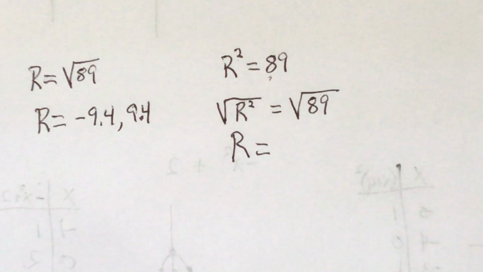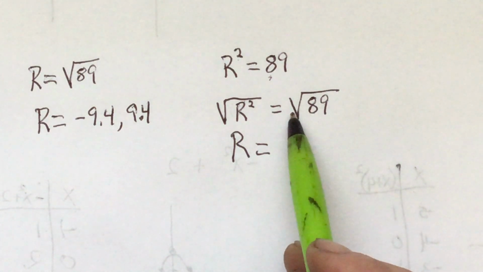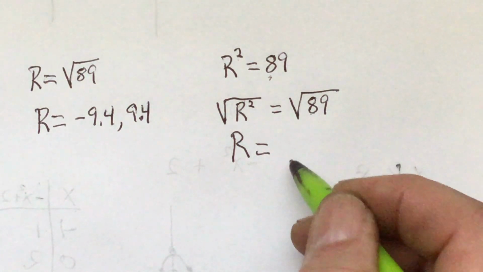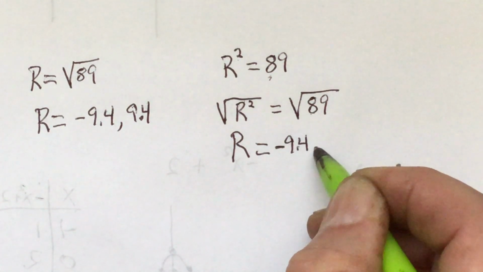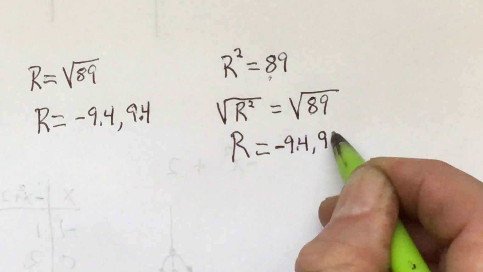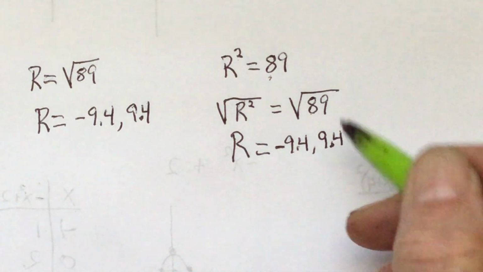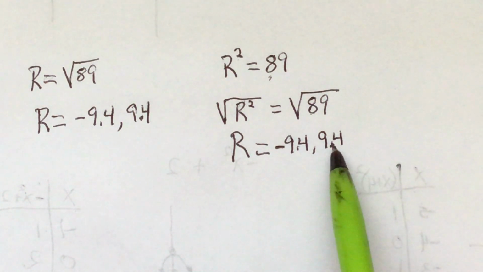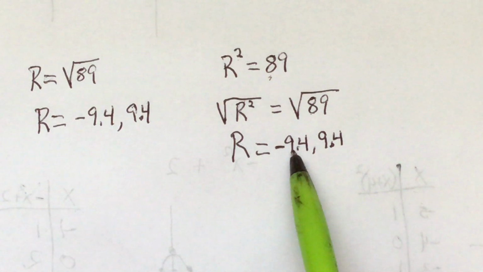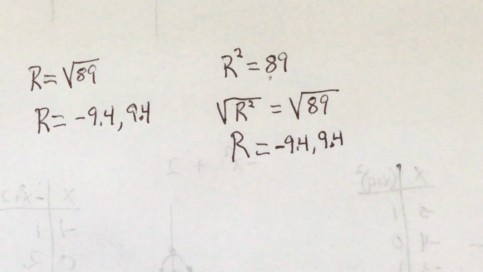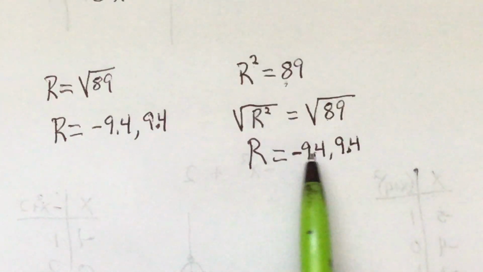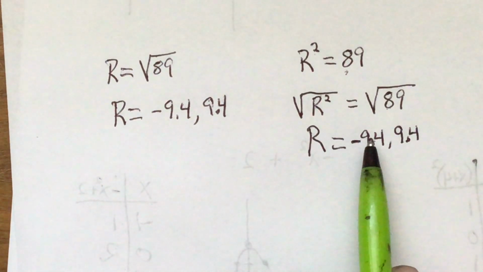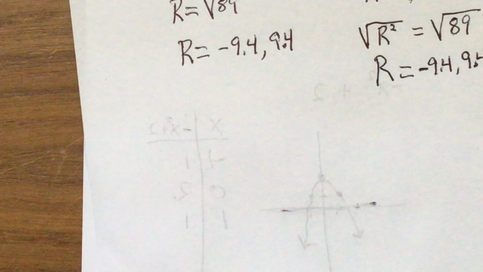And now we go to our calculator and we type in square root 89, enter, and we get negative 9.4 and positive 9.4. Now our calculator only gives us positive 9.4. You have to remember to write the negative one down as well. Well, that's not too bad. I gave you some examples on your sheet.